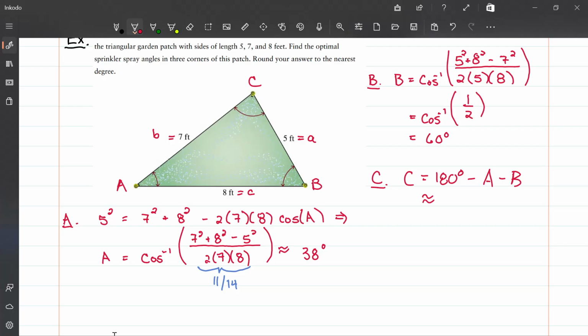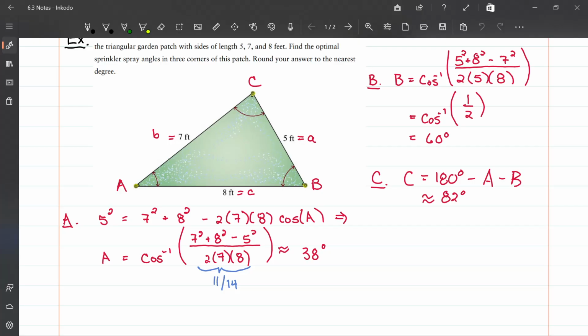is 81.786, etc., without rounding, but with rounding would be approximately 82 degrees. So apparently, the optimal angles from these corners are going to be 38 degrees, 60 degrees, and 82 degrees, and this completes the problem.